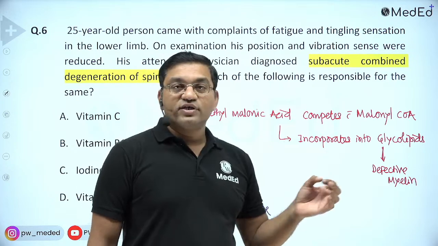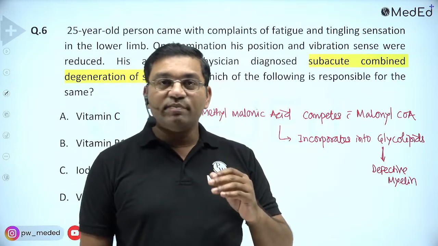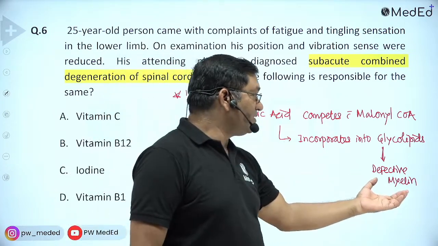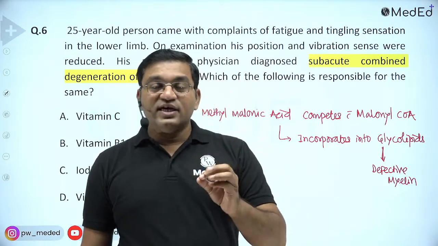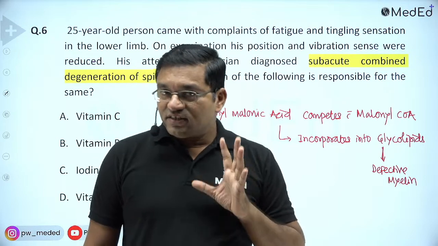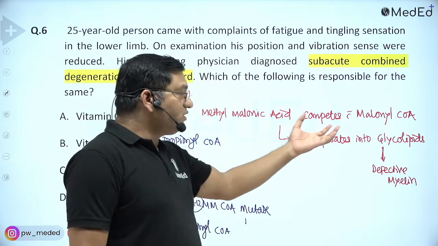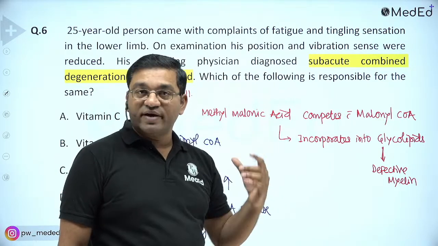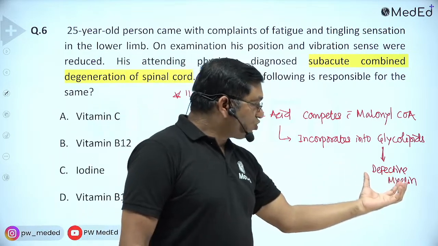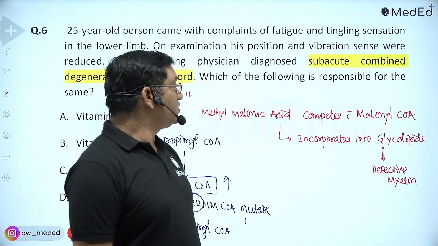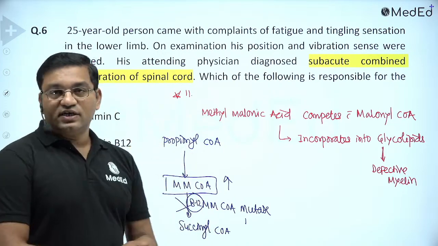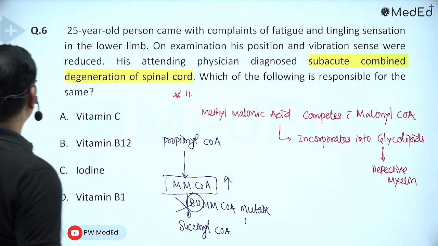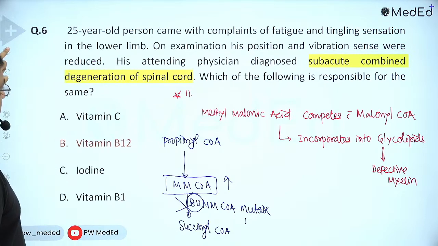also incorporates into glycolipids and sphingolipids that causes the defective myelin synthesis. As it competes with the malonyl coenzyme A, it inhibits the fatty acid synthesis. So there is decreased synthesis of fatty acid, decreased myelin synthesis, and also there is defective myelin synthesis that causes degeneration of spinal cord in the B12 deficiency. Okay, so this is an important point.